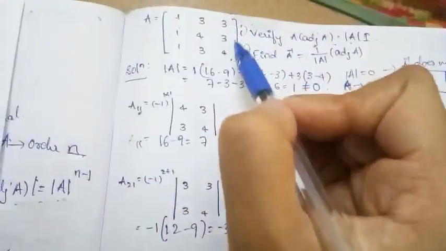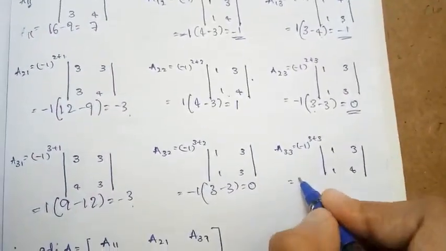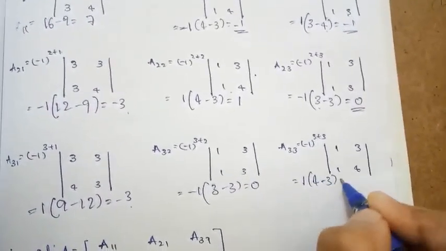And the last element is this one. Deleting the row and column containing that element, the elements are 1, 3, 1, 4. So here it is nothing but 4 minus 3, which is equal to 1.